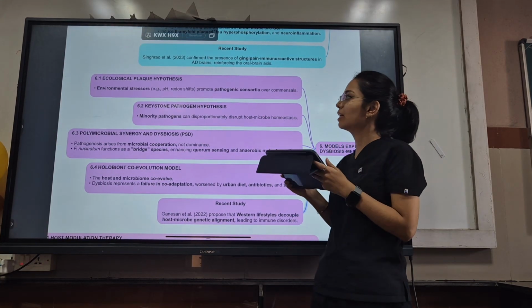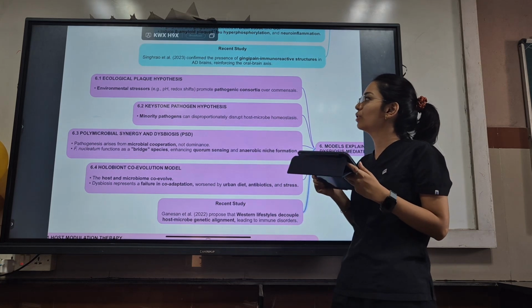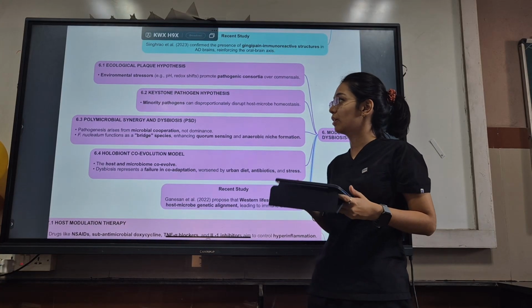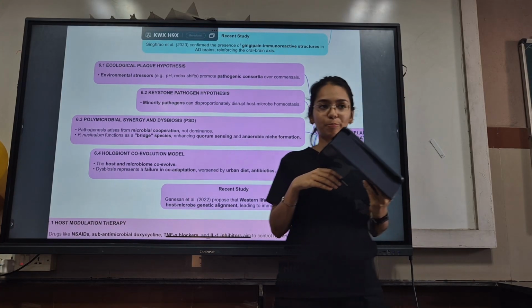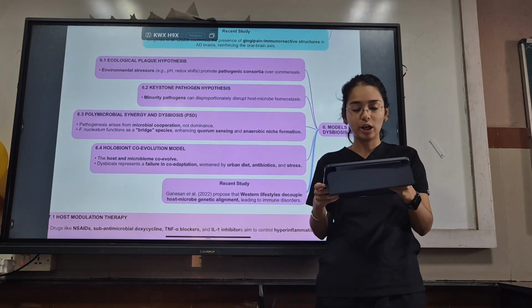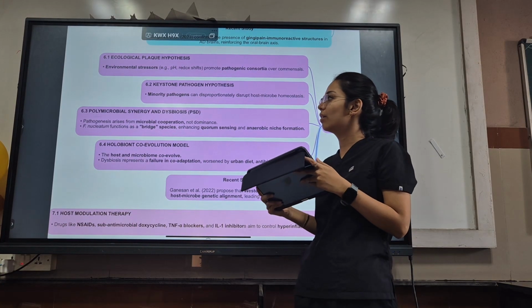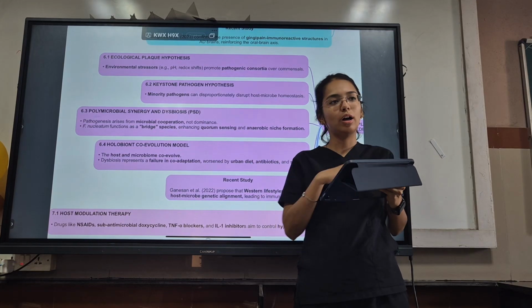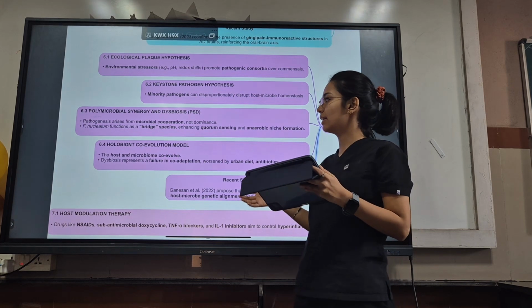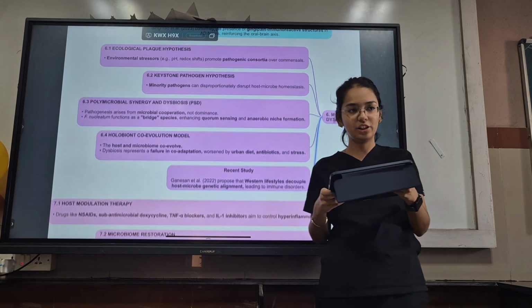So there are some models explaining dysbiosis-mediated diseases. As seen in the previous seminars, we have the ecological plaque hypothesis, where environmental stressors have a major role in promoting the pathogenic consortia over the microbial communities. Secondly, we have the keystone pathogen hypothesis, where minority pathogens can disproportionately disrupt host microhomeostasis. Thirdly, we have polymicrobial synergy and dysbiosis, also called the PSD model, where pathogenesis arises from microbial cooperation. It's not about dominance.